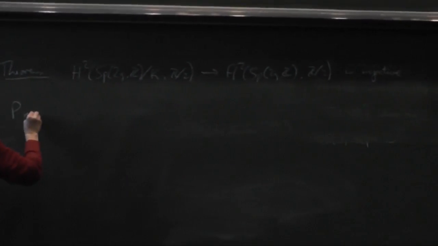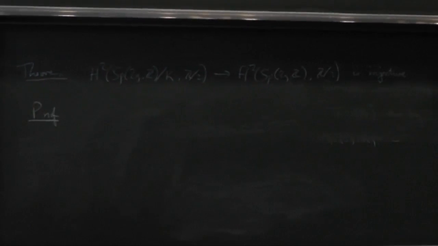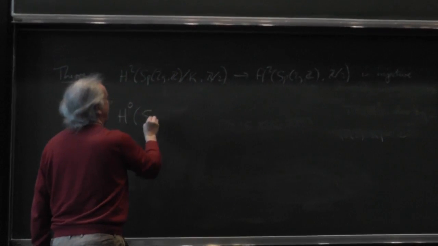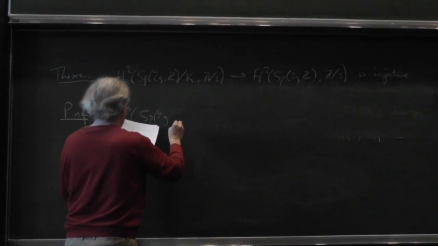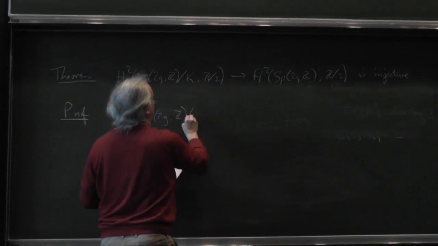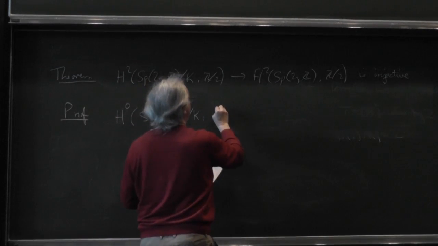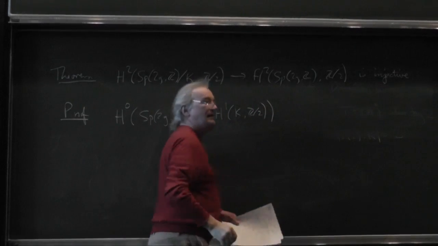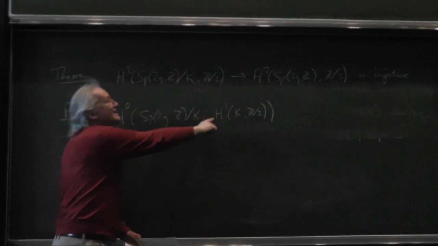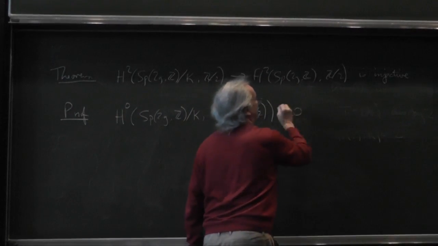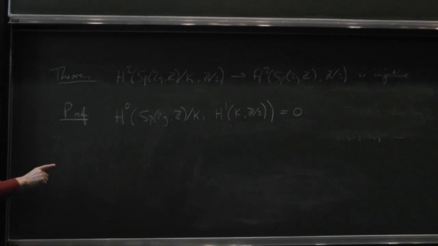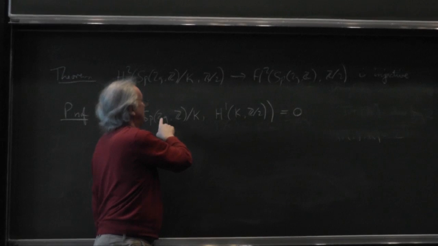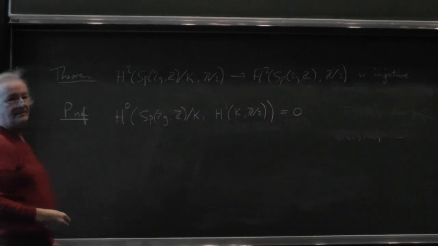And the proof goes, well, you use the 5-term sequence in group cohomology, so you just have to compute H0 of Sp2g(Z/K) with coefficients in H1 of K(Z/2). And this is an easy group theoretic computation, and you get 0. It basically says everything in K is generated by commutators of things in the symplectic group with things in K.